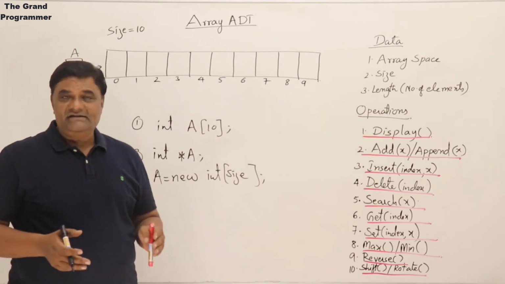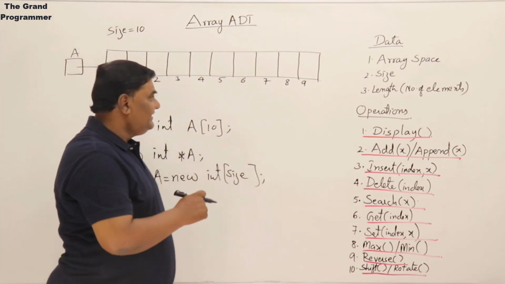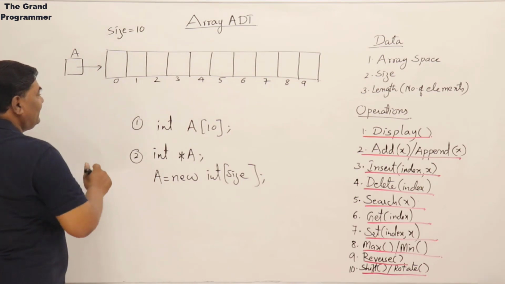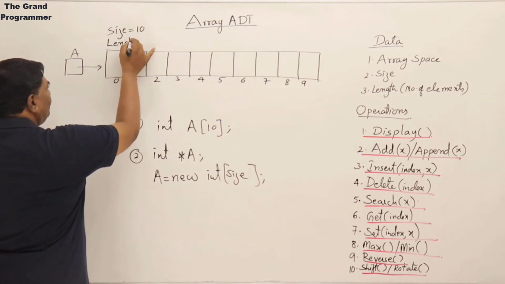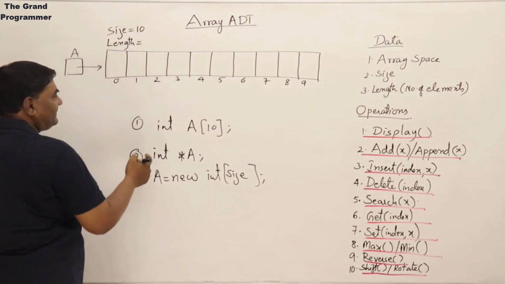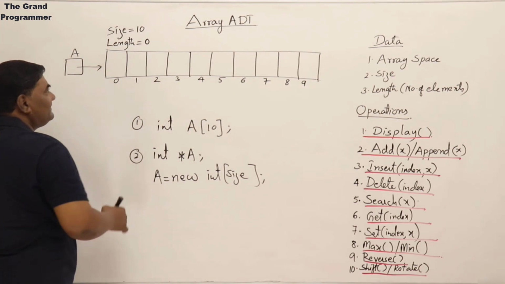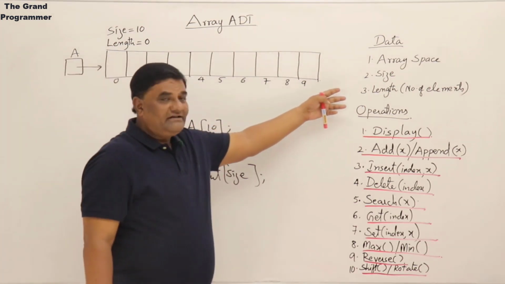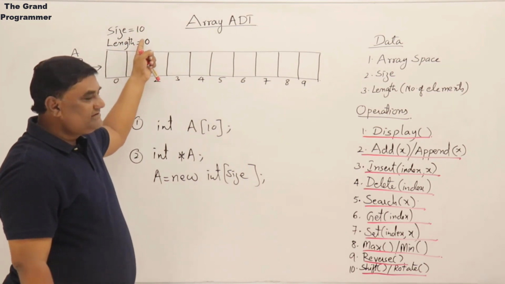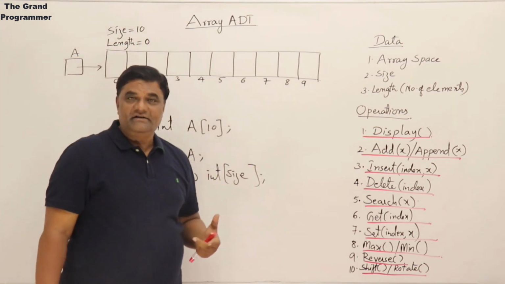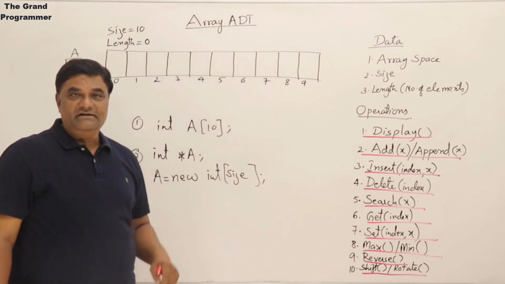So the possibility is there that I may or may not be using all spaces. So I want to know presently how many elements are there in an array. So for that, we should also have one more property of an array, that is length. Right now nothing is there in an array, so let us say the length is 0. So I have completed data representation. So I have an array and two more properties, that is length and the size of an array. Now let us perform these operations on this array.